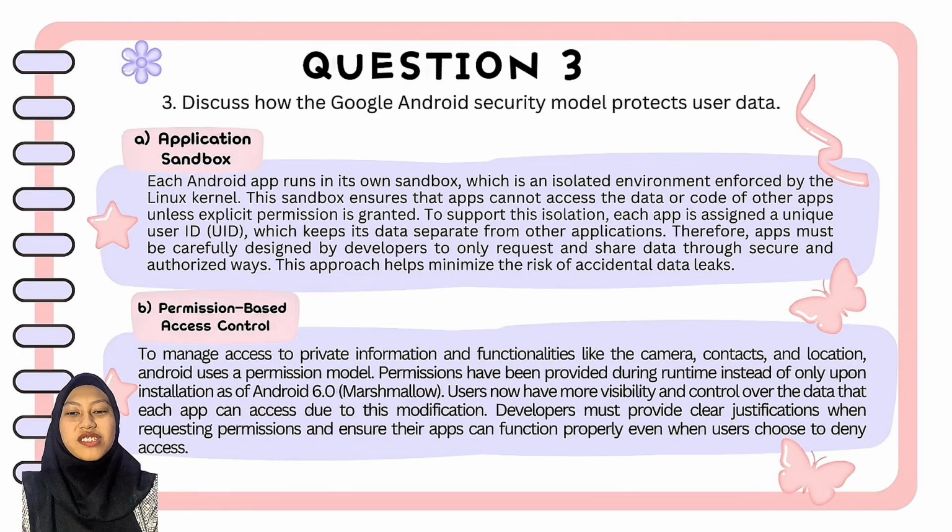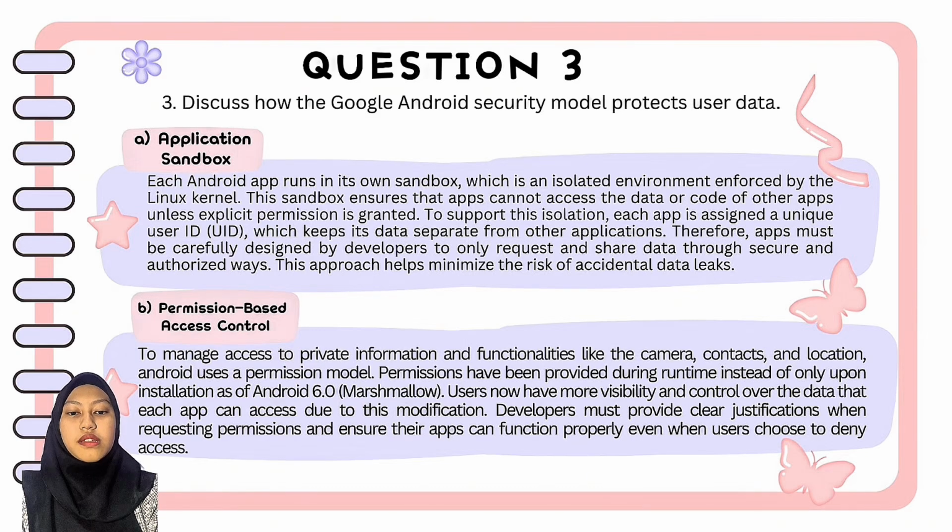Let's move on to question 3, which is about how the Google Android security model protects user data. First, let's look at the application sandbox. Every Android app runs in its own sandbox, which is like a secure and isolated space enforced by the Linux kernel. This means that apps cannot access each other's data or code unless the user explicitly grants permission.